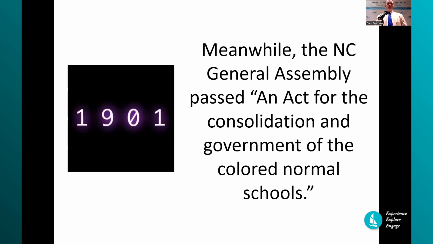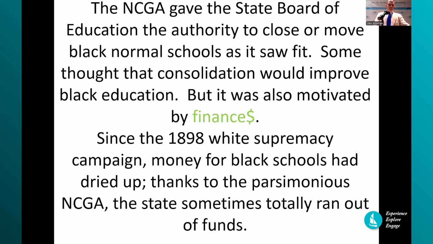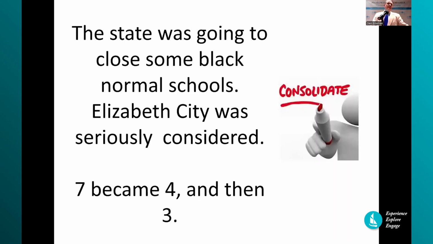Meanwhile, the same General Assembly passed an act for the consolidation and government of the colored normal schools, which of course included the one we have in town here. The state gave the State Board of Education the authority to close or move black normal schools as they saw fit. So what happened, as you might have guessed already, is the money for black schools started to dry up. And sometimes the state completely ran out of funds because it was not a legislative priority. The state ended up having to close some of these black normal schools.